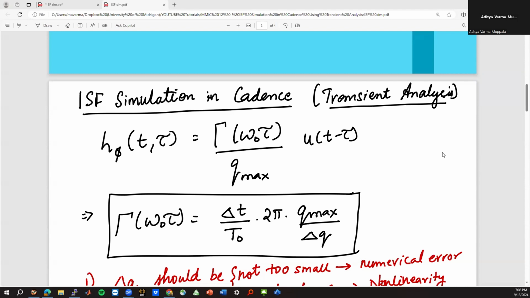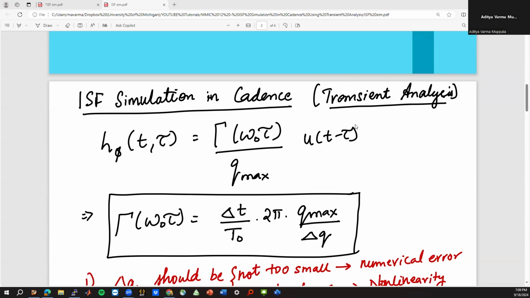So in the last few videos, we looked at how to design oscillators in Cadence. And we also looked at what the ISF model for phase noise is and what the ISF actually is. So in this video, we'll look at how to simulate the ISF using Cadence. So we'll use the transient analysis tool in Cadence.